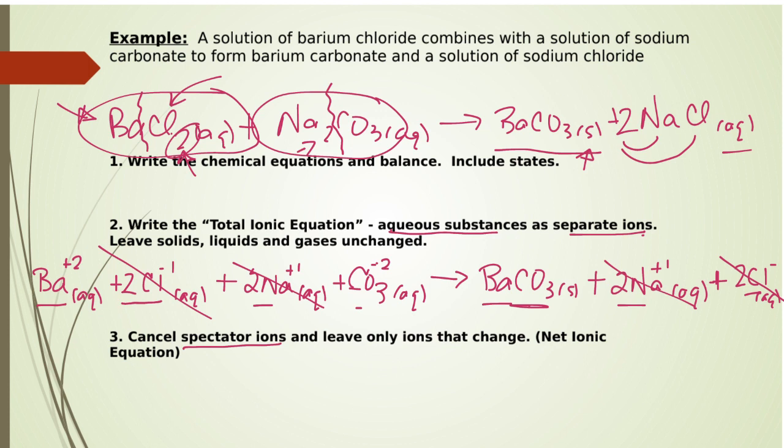So what's left over is my barium ion and my carbonate ion forming the solid barium carbonate. And what this does is this just shows the ions that are involved in the chemical change. Okay, the barium ions and carbonate ions are forming a precipitate. We know this from the solubility chart. We don't care about those other ions because they're not forming anything new.